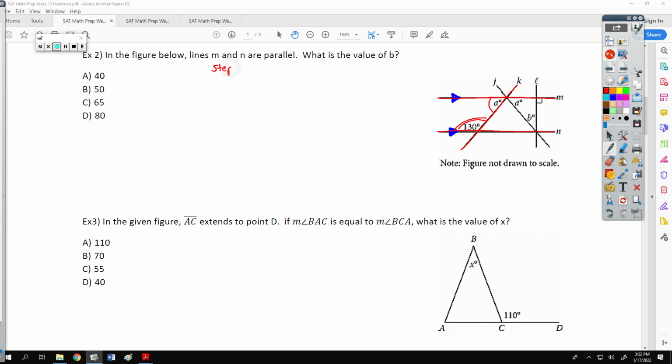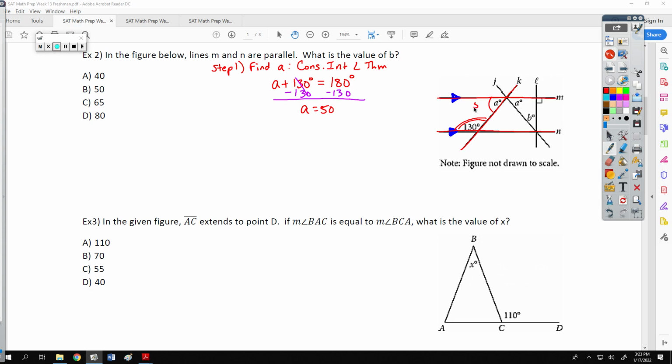So in step 1, we're going to find A. And to do that, we're going to use the consecutive interior angle theorem, which says if two parallel lines are cut by a transversal, then the sum of the two consecutive interior angles must add up to 180 degrees. They must be supplementary angles. We would then be able to solve that one-step equation to figure out that A has a value of 50.